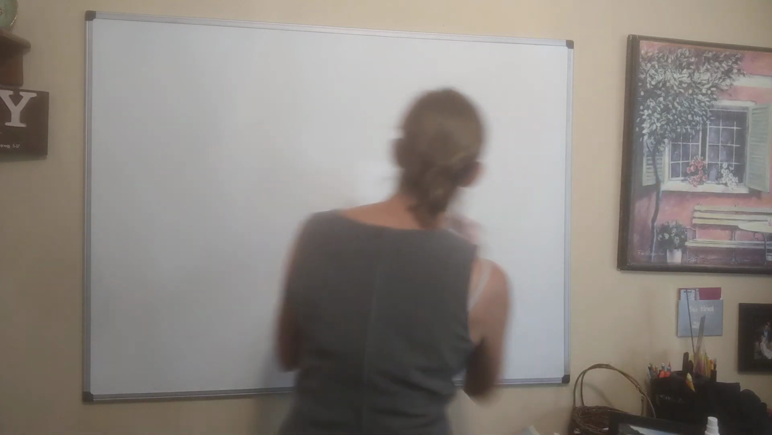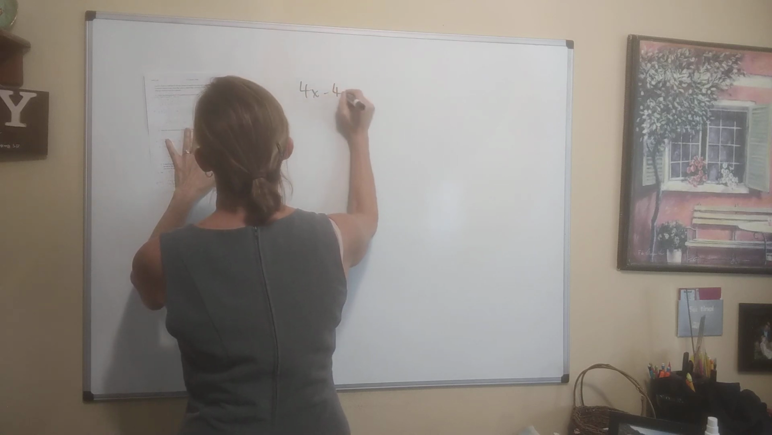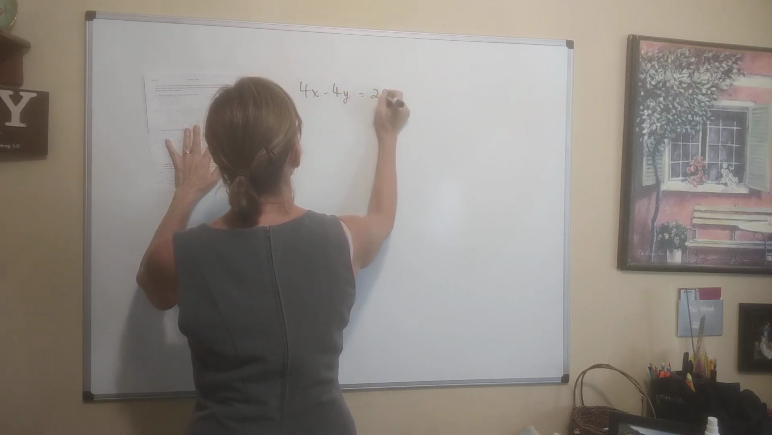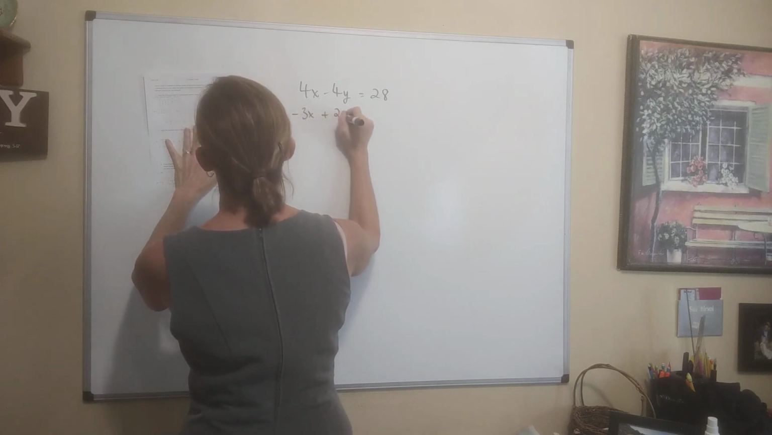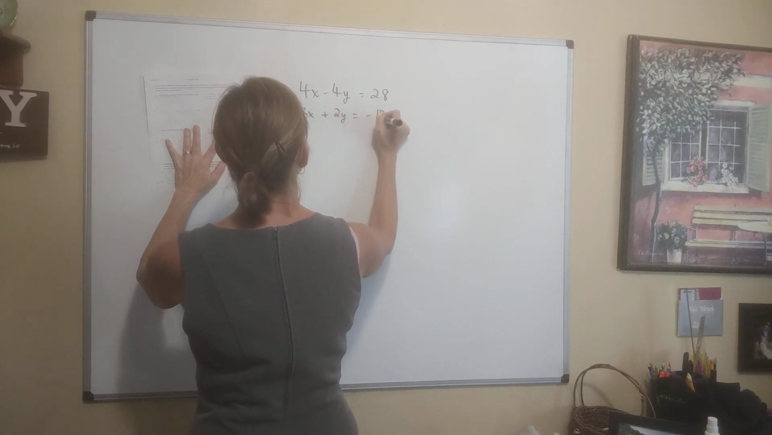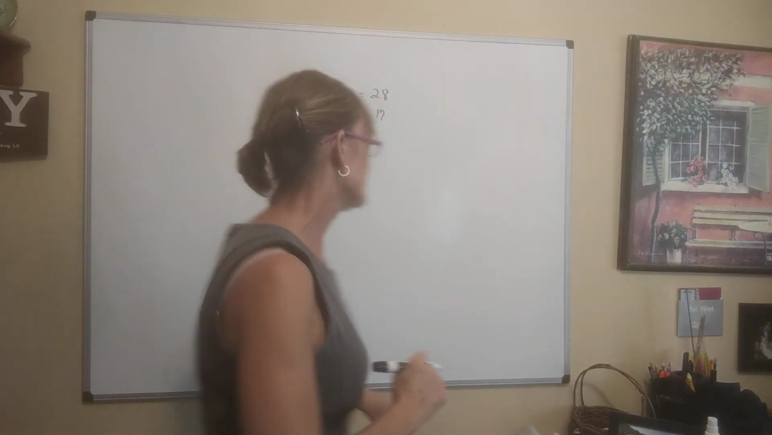All right, solve the following systems by hand using Cramer's rule. Here we go. 4x minus 4y is 28. Minus 3x plus 2y is -17. All right, so I'll say write the matrix equation.